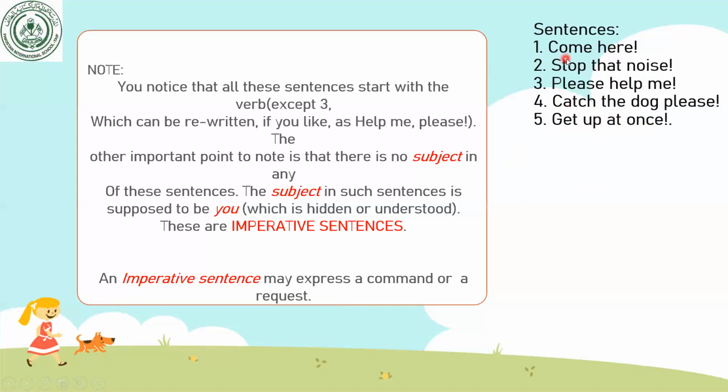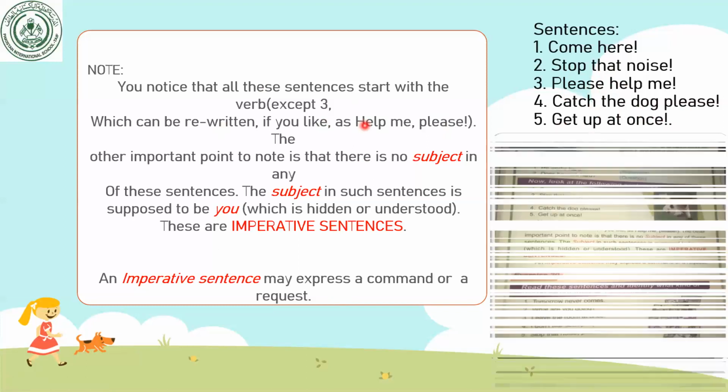In number one, "Come here," that is a command. "Stop that noise," it is a command. "Please help me," this is a request because the word please is used. "Catch the dog, please," that is also a request because please is used. "Get up at once," that is also a command. So dear students, those sentences which show a kind of command or request are called imperative sentences.